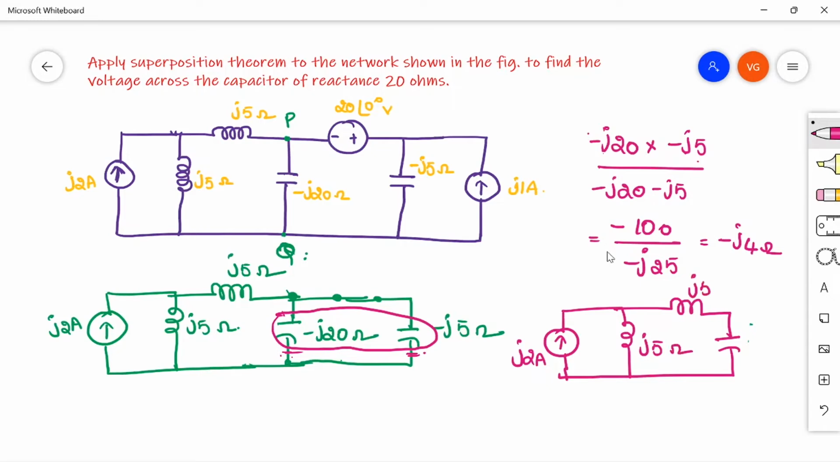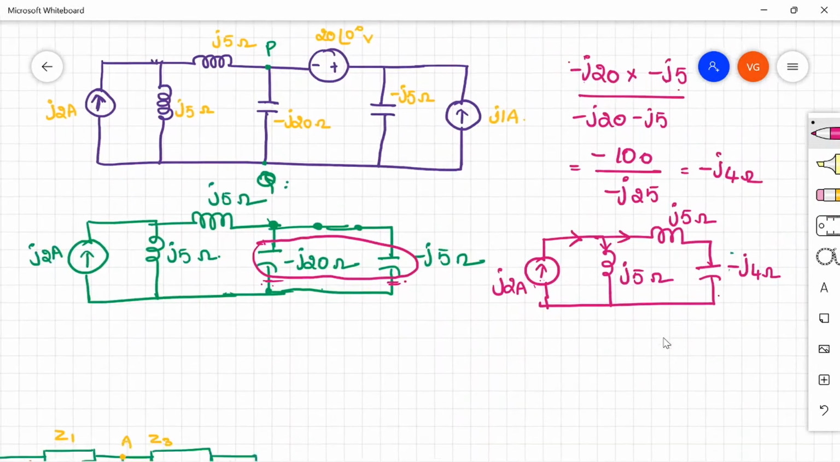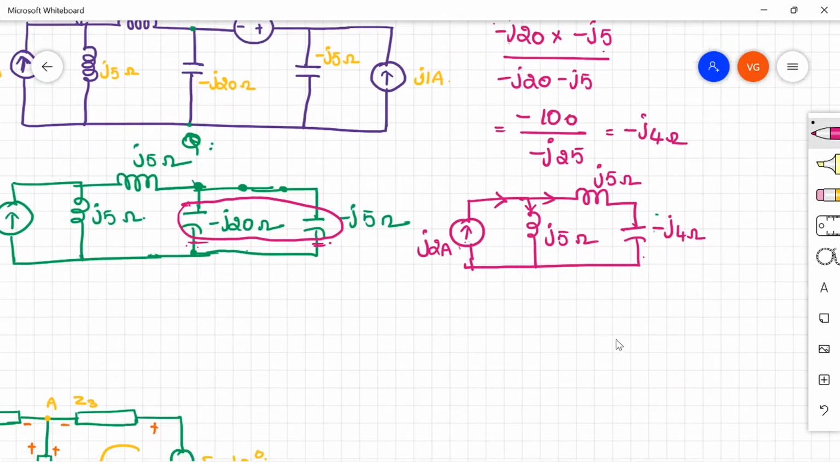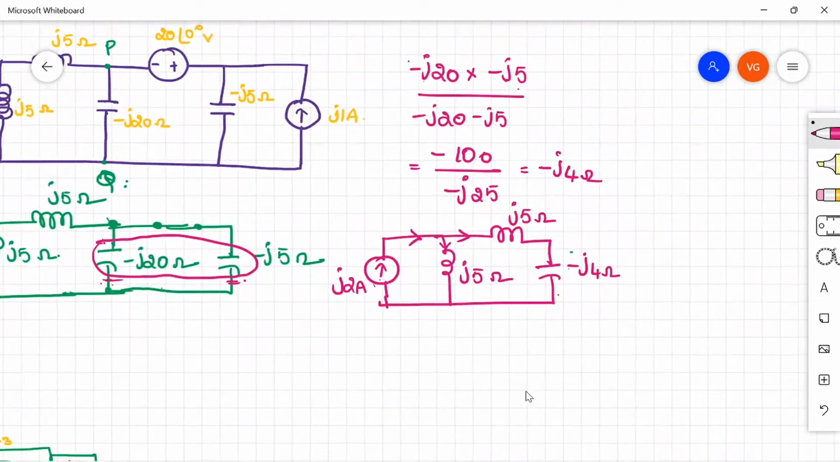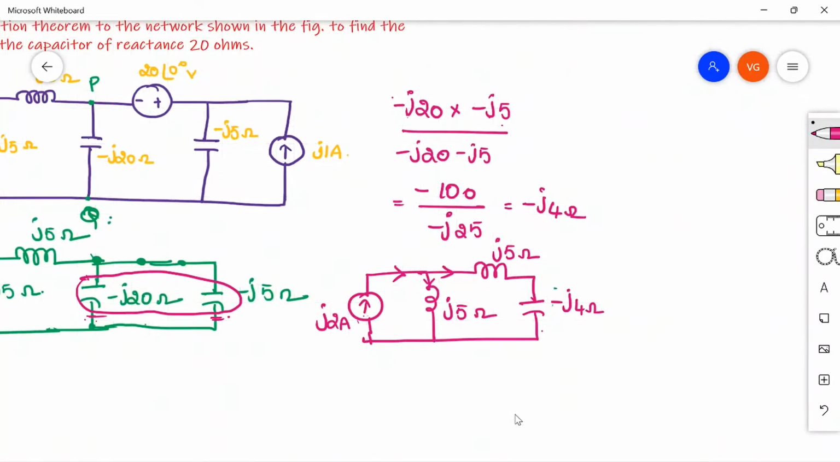Again here we have j5 ohm and minus j4 ohm. Now we have to apply the current division rule, as this is a current source itself. So this j2 ampere current is divided between these two branches, that is, one is j5 and the other one is j5 and minus j4, that is, these two are again in series. So again you can replace these two also with one branch, that is nothing but j1, right? So j5 and j1. Then it looks like this.